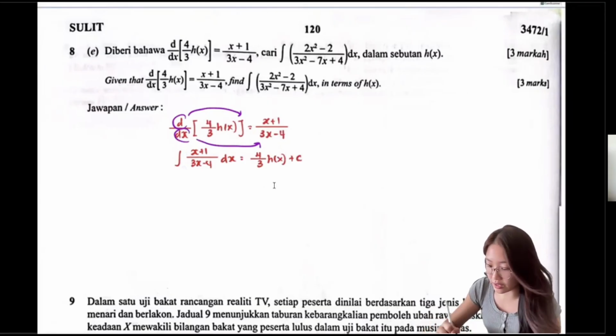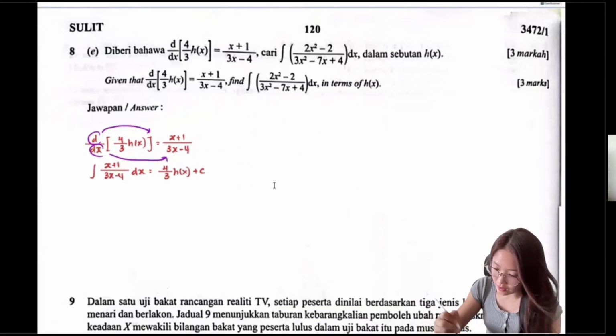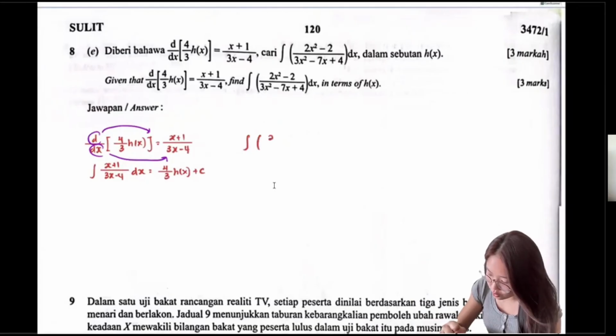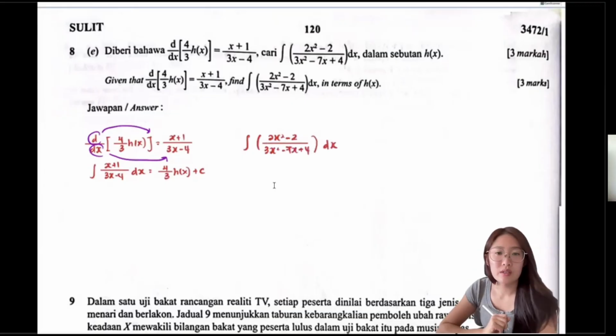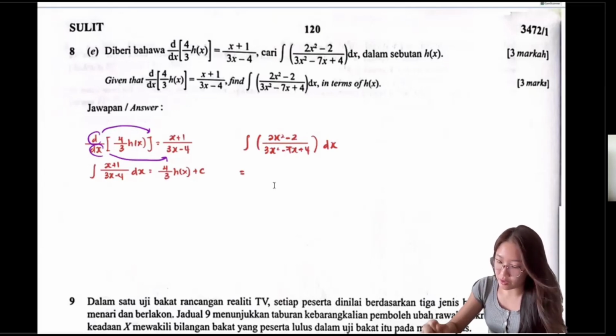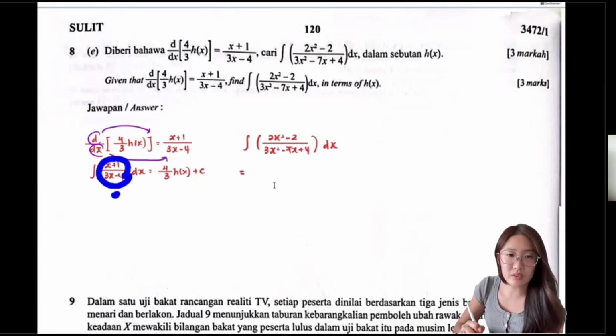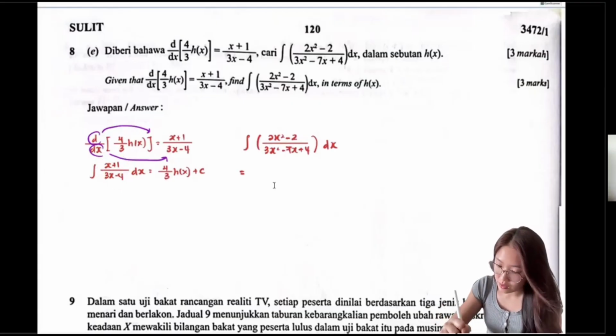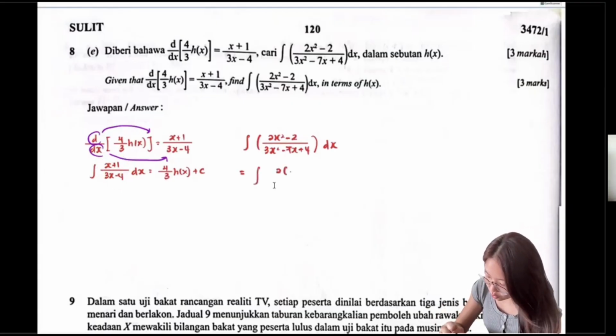This is an indefinite integral. Then they ask us to find integration of 2x squared minus 2 over 3x squared minus 7x plus 4 dx. Okay guys, over here, you simplify first. We try to make it something similar to this because this is the only information we have. So simplify first. On top, you can take out the 2, so it becomes x squared minus 1. At the bottom, you can also factorize. If you're not good at factorization, you can use your calculator to help you. So 4, 1. Negative, negative, positive.